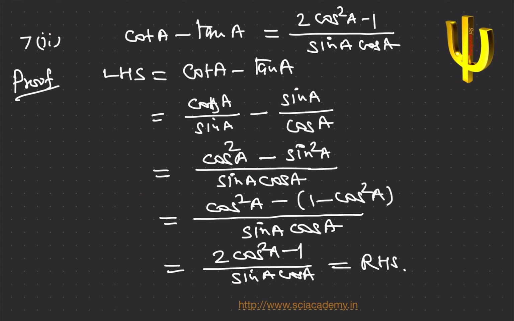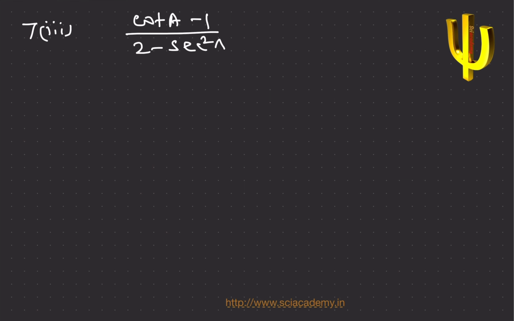Now the next problem. The problem is, prove that (cot A minus 1) divided by (2 minus sec square A) equals cot A divided by (1 plus sin A).